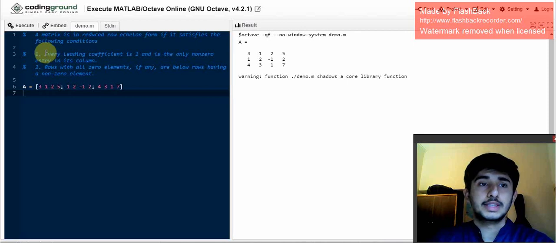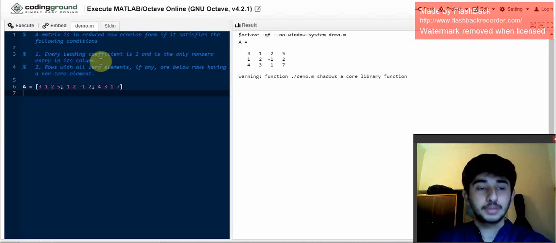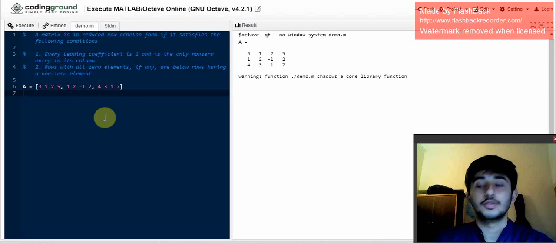It's any matrix which basically satisfies these two conditions: every leading coefficient is 1 and it is the only non-zero entry in the column. That basically means that for every row, the first non-zero element that you come across should be a 1. That's the leading coefficient, and for that particular column all the other entries would be zeros. For example, if you have a 1 in the first row and first column, then for all the other entries in the first column you'll only come across zeros.